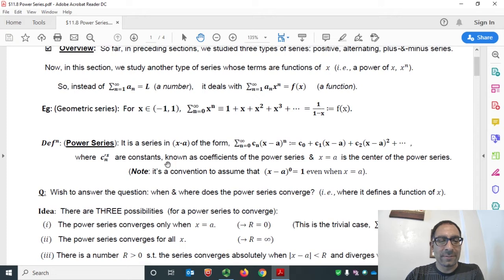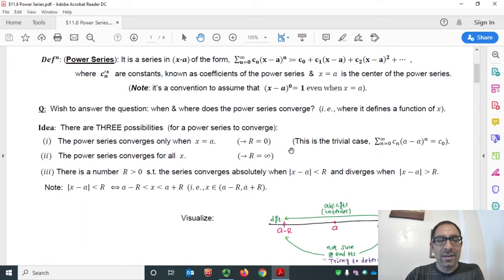Let me define a power series. A power series is a series in x minus a of the form summation over n of c_n times (x minus a) to the power n. In the expanded form, c0 plus c1 (x minus a) plus c2 (x minus a) squared plus ..., where the c_n's are constants known as coefficients of the power series, and x equals a is the center of the power series. If the center of the power series is the origin, then our power series is of the form summation over n of c_n times x to the power n. Note, it's a convention to assume that (x minus a) to the power 0 is 1 even when x equals a.